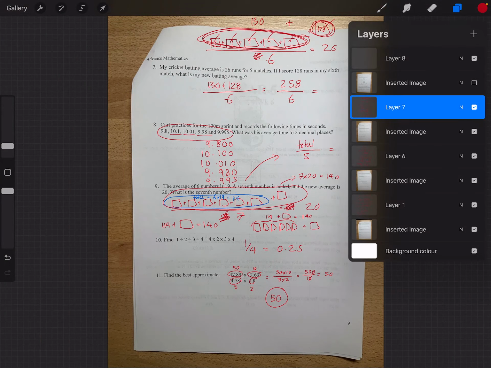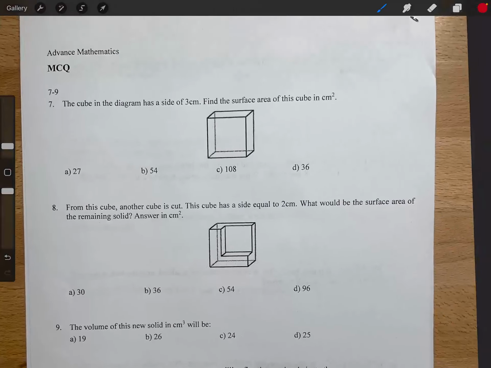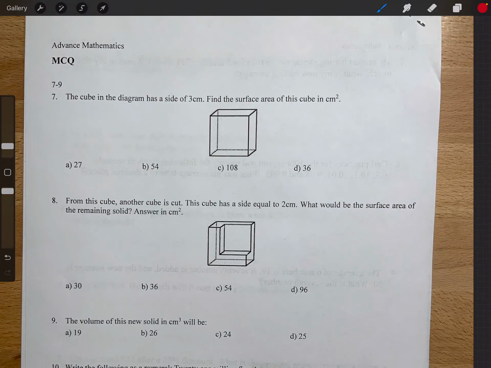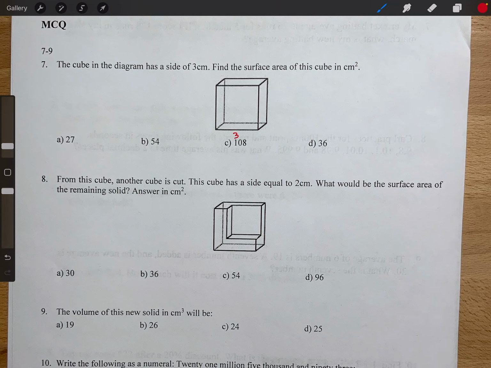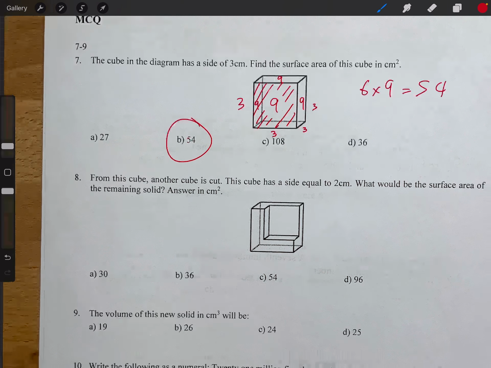Okay, last page. The cube in the diagram has sides 3 by 3 by 3. Find the surface area of the cube. So surface area is you find the area of one face. So let's pretend we find the area of the front face. That's just 3 times 3, which will give you 9. And now we multiply by 6 because we got 6 faces where all the areas are the same. So 6 times 9 equals 54, and then the answer is B.